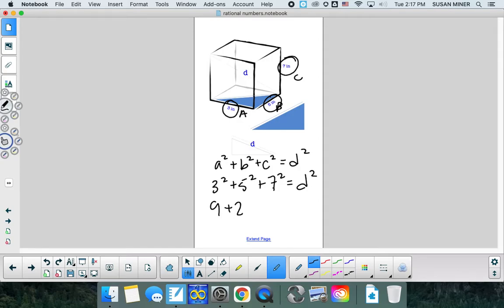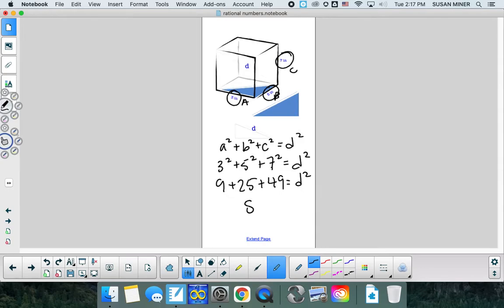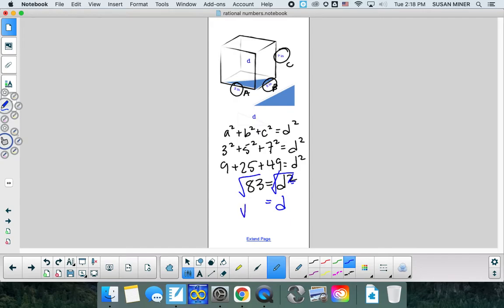9 plus 25 plus 49 is equal to D squared. 9 plus 25 plus 49 is 83, which is equal to D squared. But remember, I don't want D squared. I want to cancel out that squared. So I've got to take the square root of both sides. That's going to cancel out and leave me just D. And 83 is prime, so I cannot factor it. So I'm just going to leave it as the square root of 83. And there's my side length.